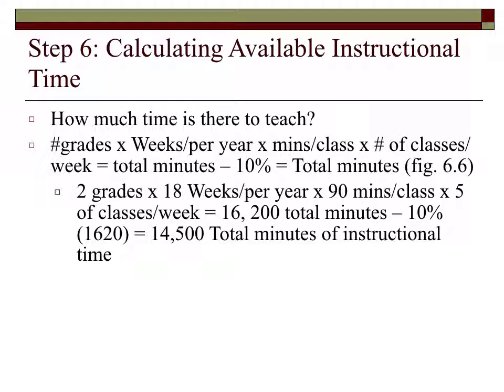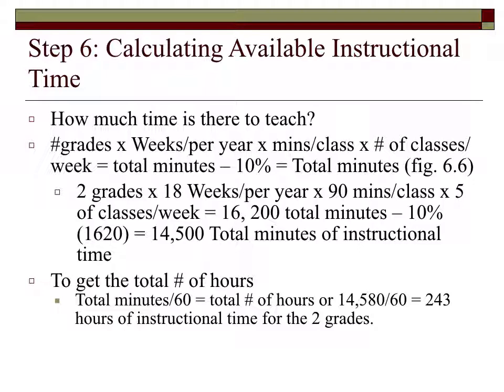So that gives us a total of 16,200 total minutes. We subtracted 10%, which is 1,620, gives us 14,580 total minutes of instructional time for the two grades. So to get the total number of hours, we do the total minutes divided by 60, since there are 60 minutes in an hour. We have 14,580 divided by 60 equals 243 hours of instructional time for the 2 grades.